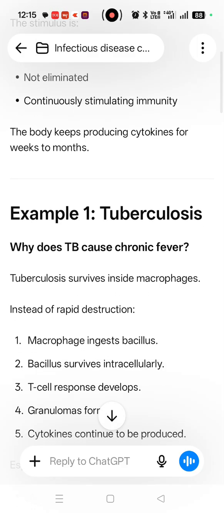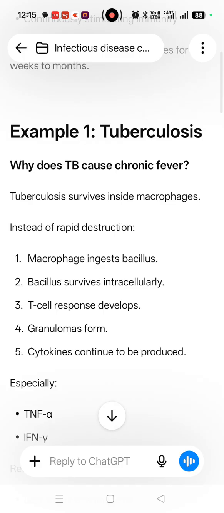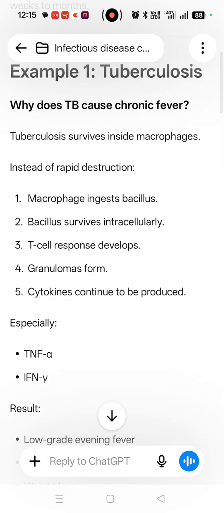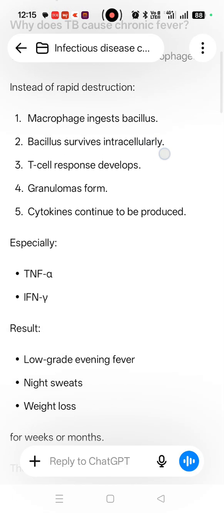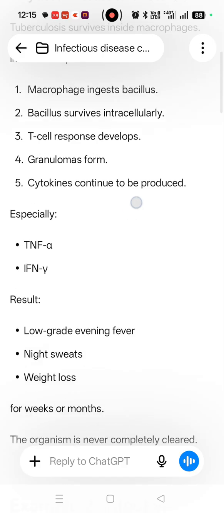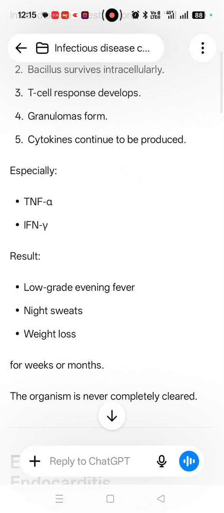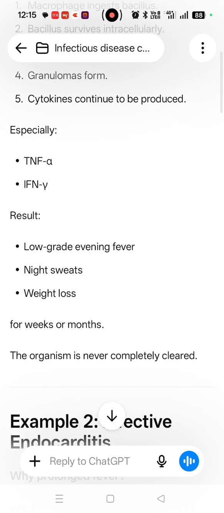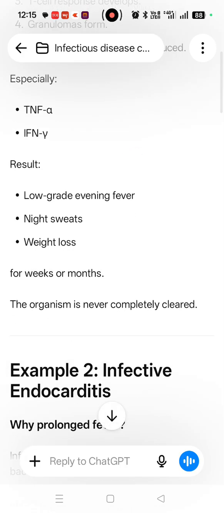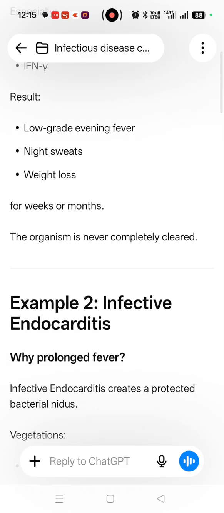Example is tuberculosis. Why does TB cause chronic fever? Tuberculosis survives inside the macrophages. Instead of rapid destruction, macrophages ingest the bacillus. Bacillus survives intracellularly. T cell response develops, granuloma formation takes place, cytokines continue to be produced. Now here TNF alpha and IFN gamma are there. So they will result in low grade evening fever, night sweats, and weight loss for weeks or months. So the organism is never completely cleared, it is always there.